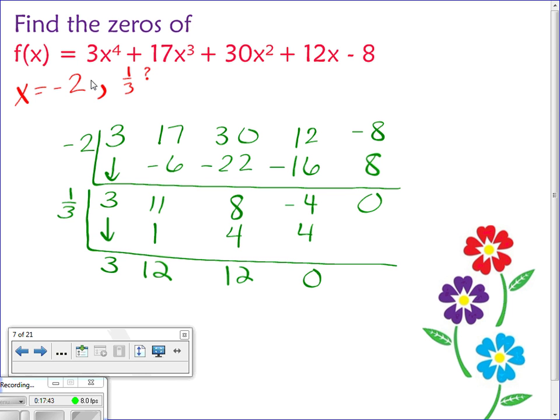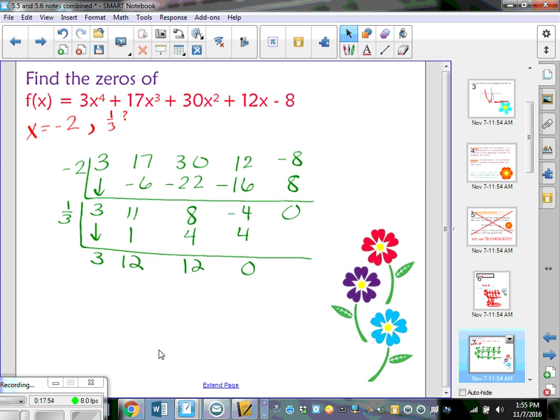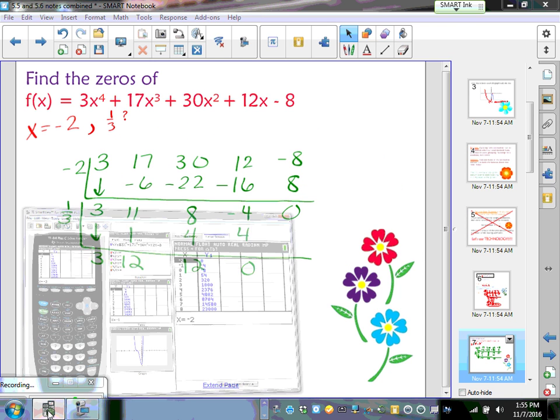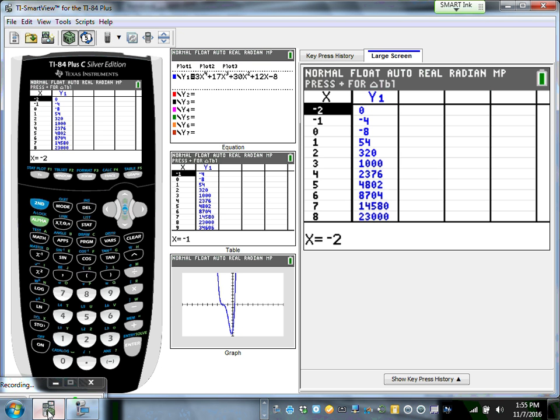All right, that makes you happy, right? But what if it didn't? Then what would you do? You don't know. All right. Guess and check. Let me show you on the graphing calculator. There is a way on here to figure it out, okay?